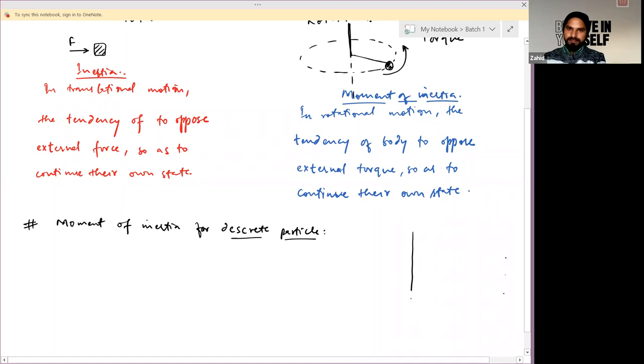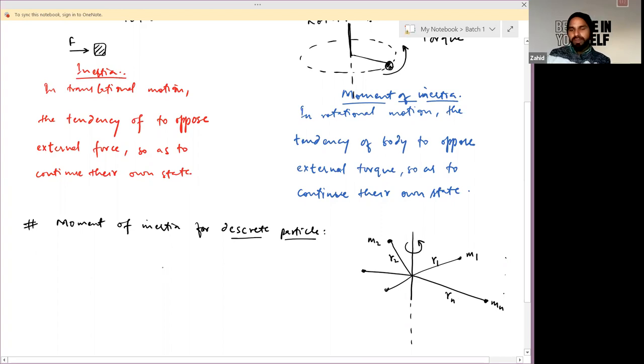Suppose this is the axis of rotation, from which a number of particles are connected, having different lengths, like this. And this whole system is rotated about this axis. Let's say M1 has distance R1, M2 is at distance R2, and so on to Mn at distance Rn.